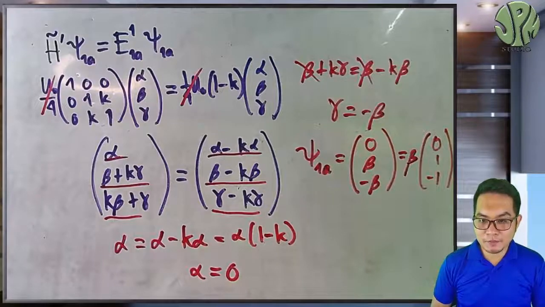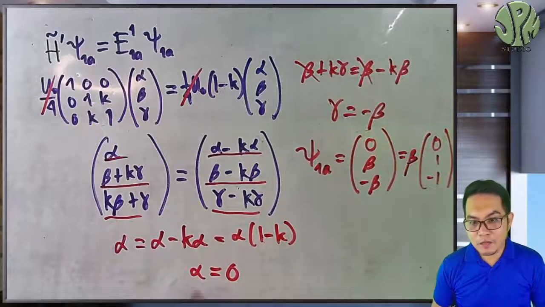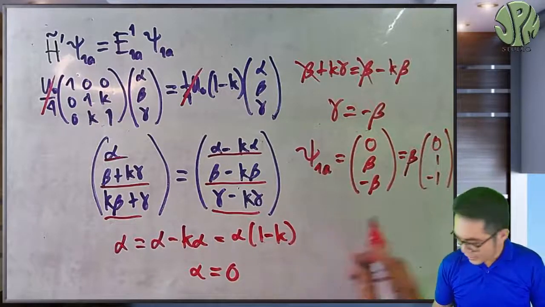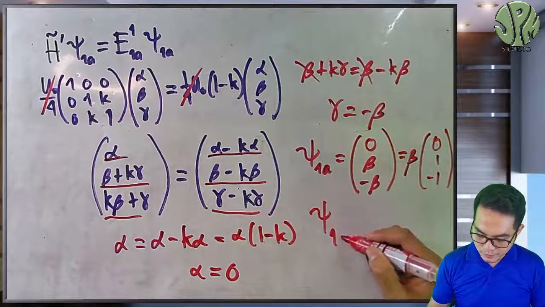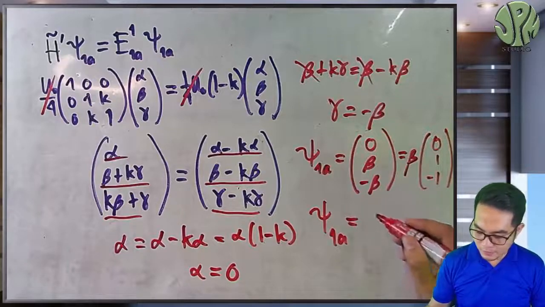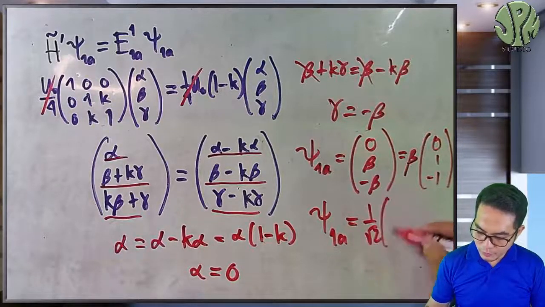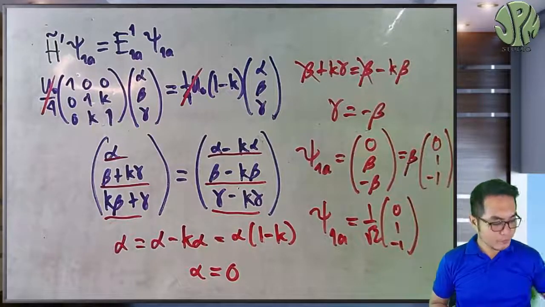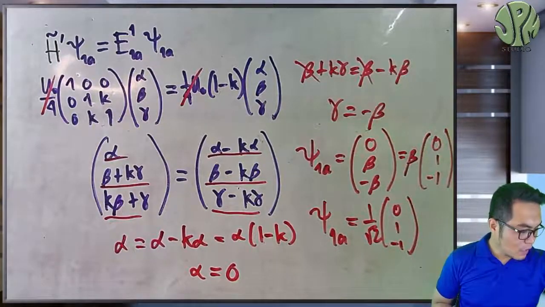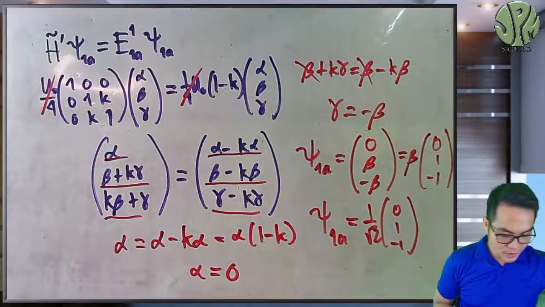Meaning, we can solve for beta if we normalize the problem. Beta is actually 1 over square root of 2, similar to what we have obtained before. So you have 1 over square root of 2, 0, 1, negative 1. So what does this mean? What is now our psi 1a?